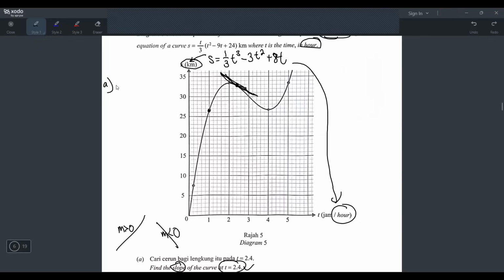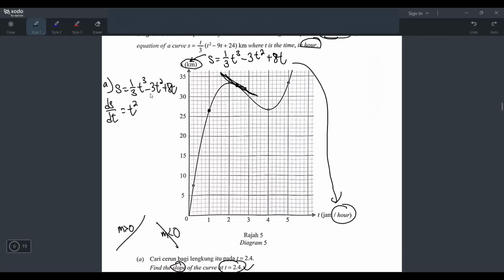You use dy dx. So let's write down our equation. s equals 1 over 3 t power 3 minus 3t squared plus 8t. And you will take this and differentiate. So when you differentiate, you get ds dt. And then you get power times the number in front. 3 times 1 over 3 is 1, so no need to write 1. And then power minus 1 is t power 2. Okay, differentiate.